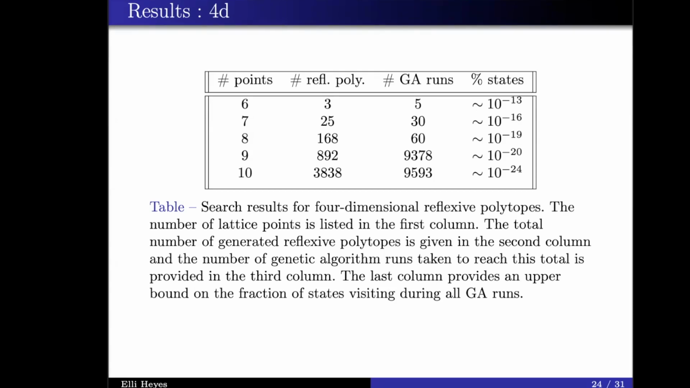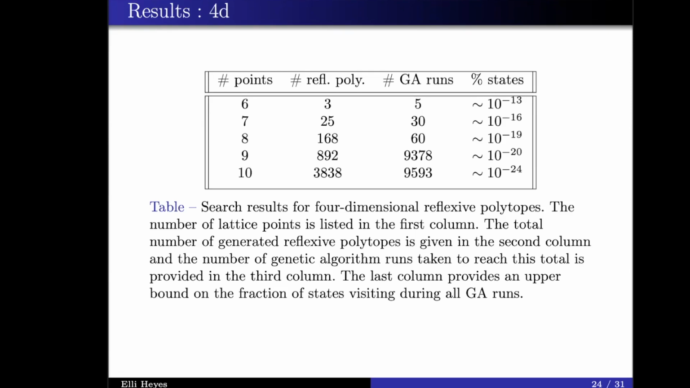And so in four dimensions, and then again in five dimensions, we just considered generating the smallest possible polytopes. By small, I mean it has a small number of points. That's when we include this third term in the fitness function I showed you. So we considered the five smallest possible numbers of points in four dimensions. The smallest possible is 6, because we have 5 vertices and then 1 single interior point at the origin. And then we went up to 10.